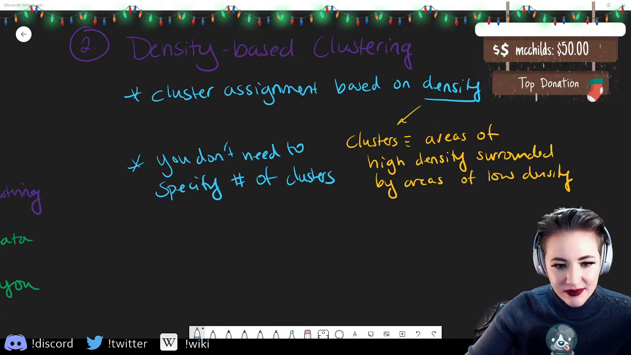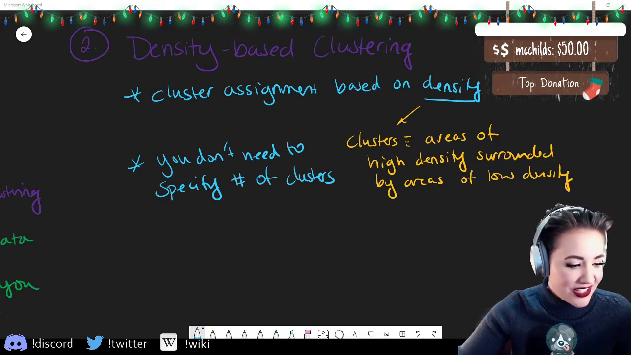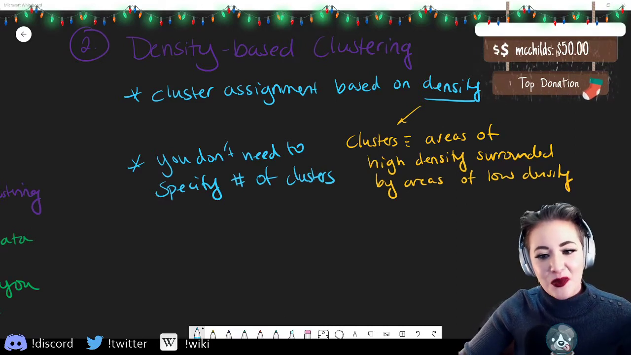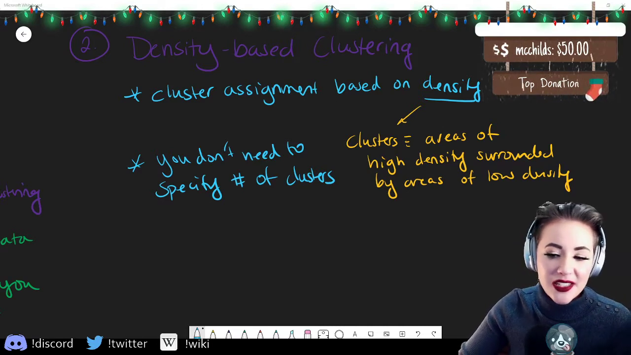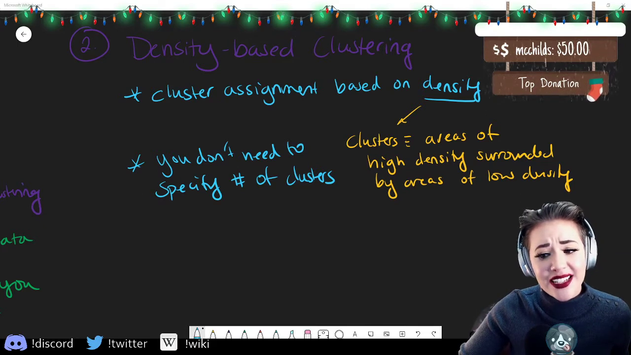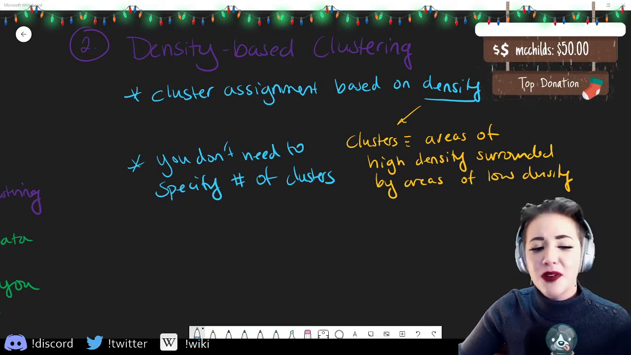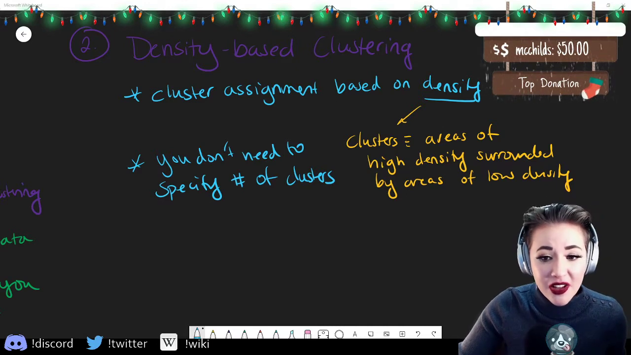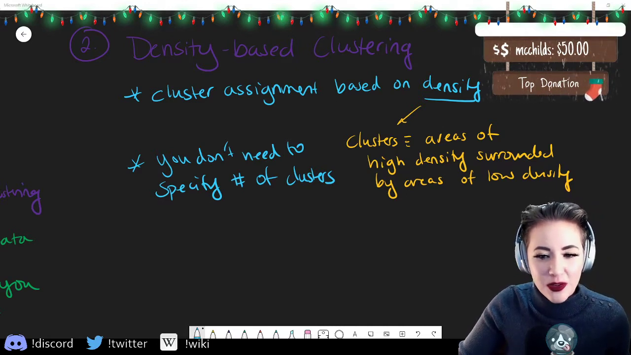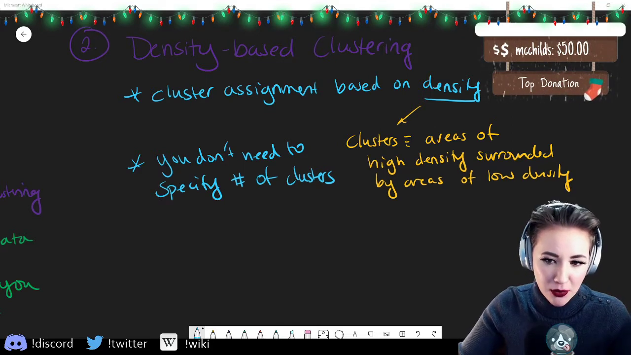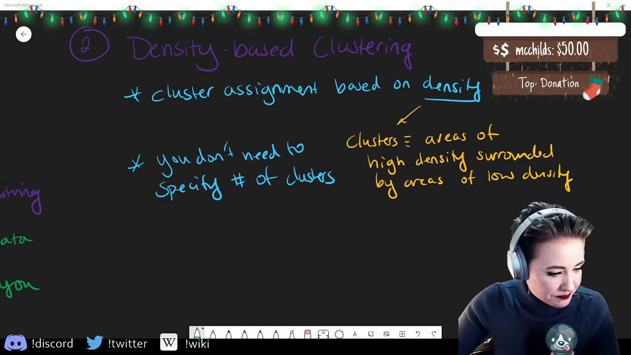So, like I was saying, let's just bring ourselves back here. Cluster assignment here based on density, right? Where we're defining our clusters. Instead of distance, we're defining them as areas of high density surrounded by areas of low density. And the beautiful thing is we don't need to specify the number of clusters because we've defined precisely what a cluster is. So we're just having our model go through and identify where all the clusters are.